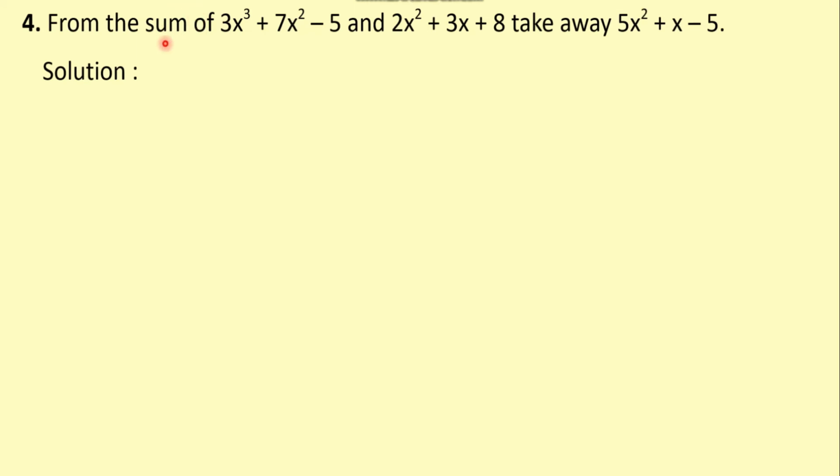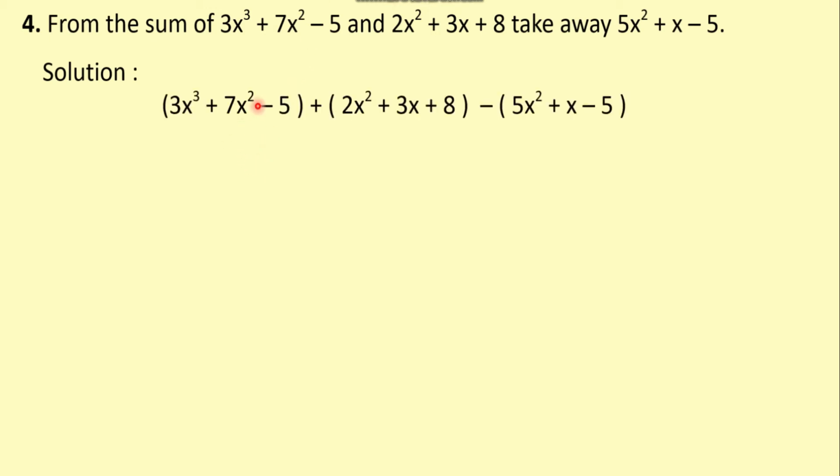Then, for number 4, from the sum of 3x cubed plus 7x squared minus 5 and 2x squared plus 3x plus 8, take away 5x squared plus x minus 5. So, from the sum, meaning i-add natin tong dalawa, then take away is subtraction. So, i-minus natin to sa total nitong dalawa. So, ganito yon. Okay? Simplify lang natin.